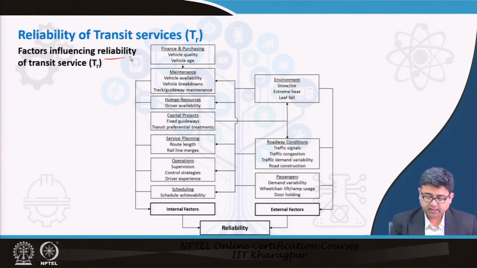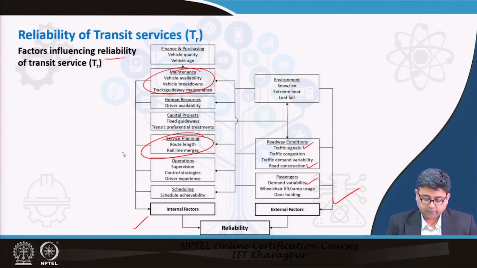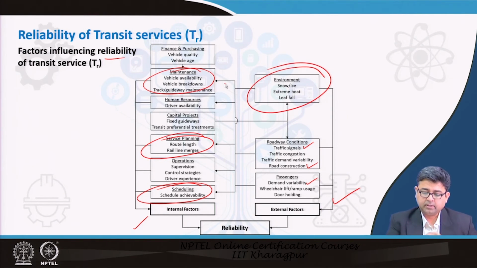Again, if you want to look at the different types of factors that affect reliability, they can be internal and external factors. And we have already looked at some of the external factors, which could be traffic signals, passenger variability, some road construction going on. Internal factors include if the vehicles are not maintained well, right? Service planning is not very well, the routes are too long or the routes are not well designed, scheduling is not achieved. So, all of these are internal to the bus route scheduling, whereas for external factors, there may be the environment that comes into play as well.